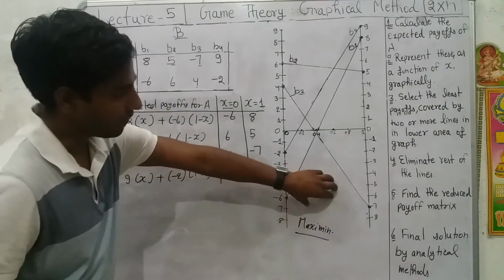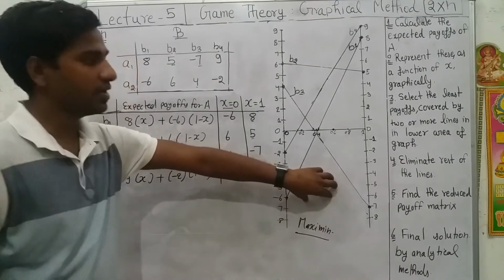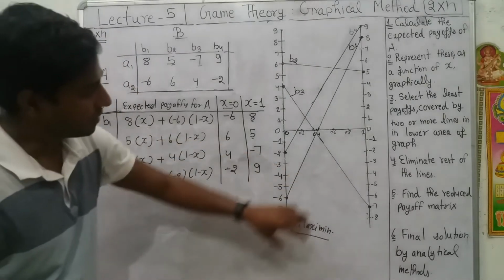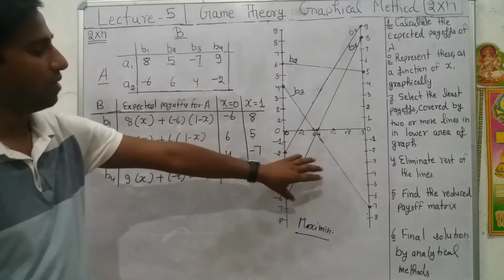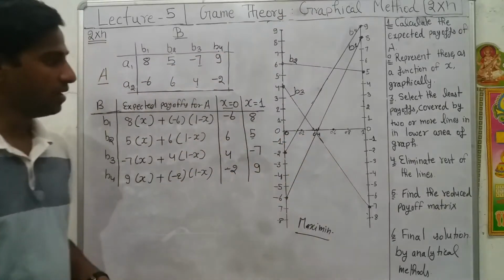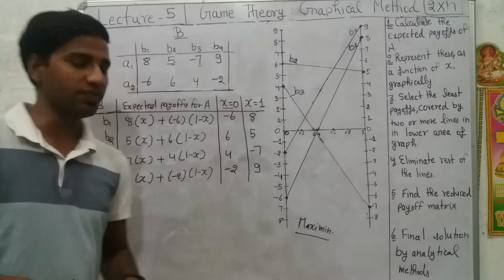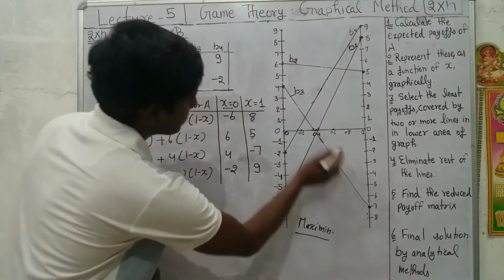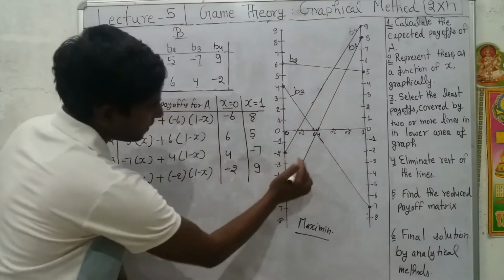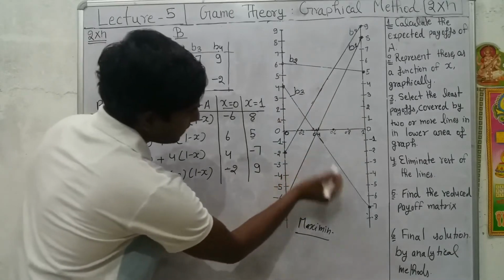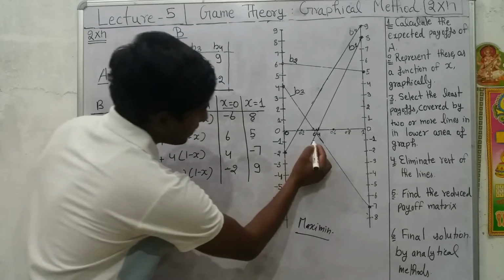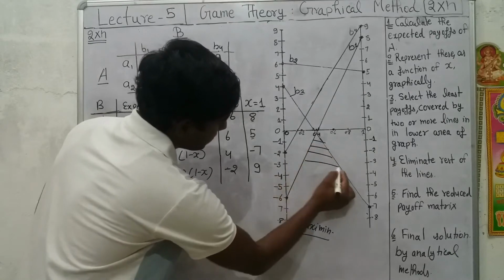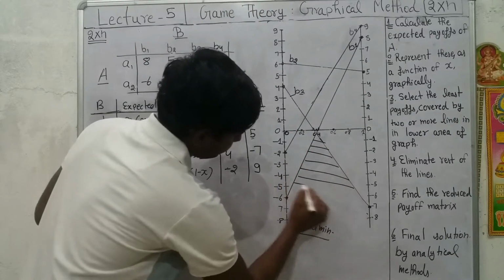So in this graph, when we plotted graphically all the payoffs, the lines which are situated below or in the lower area of the graph would represent the minimum payoffs. So these 2 lines, that is B3 and B1, are representing the minimum payoffs for the player A, and we can highlight this area for simplicity.